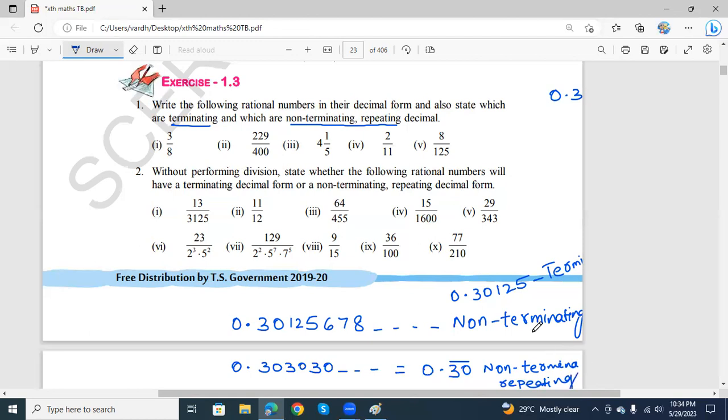So we need to solve this p by q form rational number, and we need to state whether the decimal is a terminating or non-terminating repeating decimal. When we convert the rational numbers, we get either terminating or non-terminating repeating decimals. We need to conclude by seeing the answer. So now let's get into the exercise.